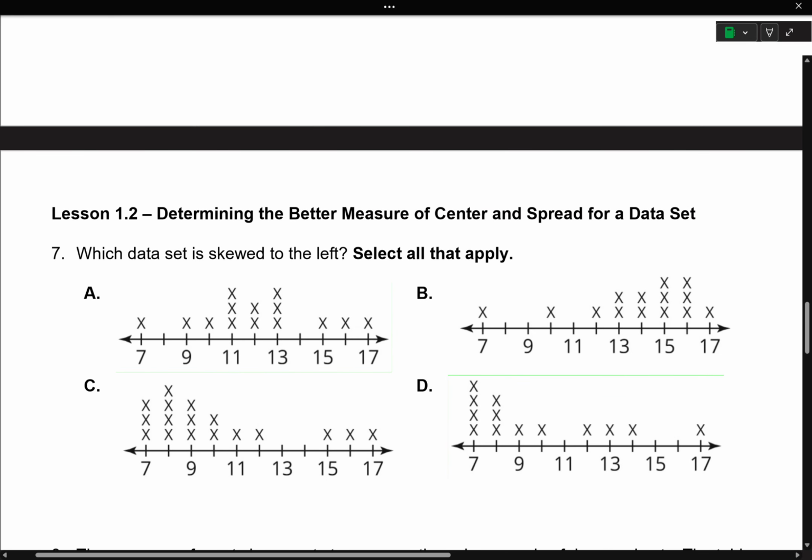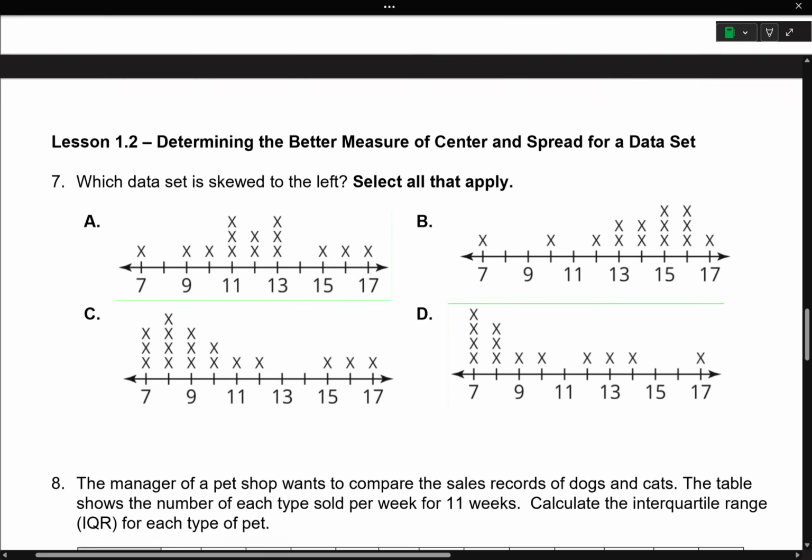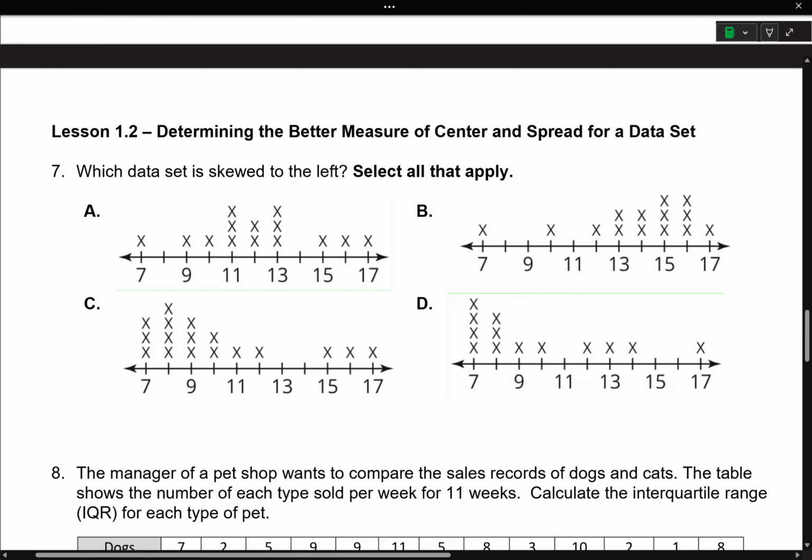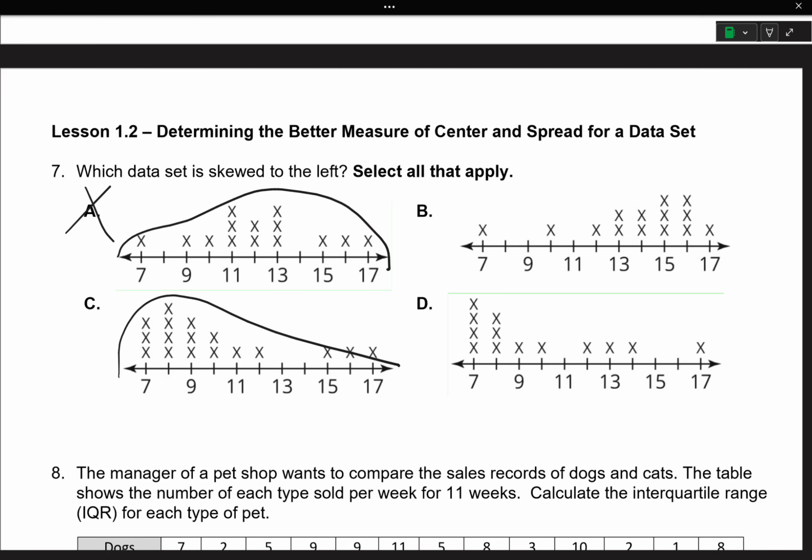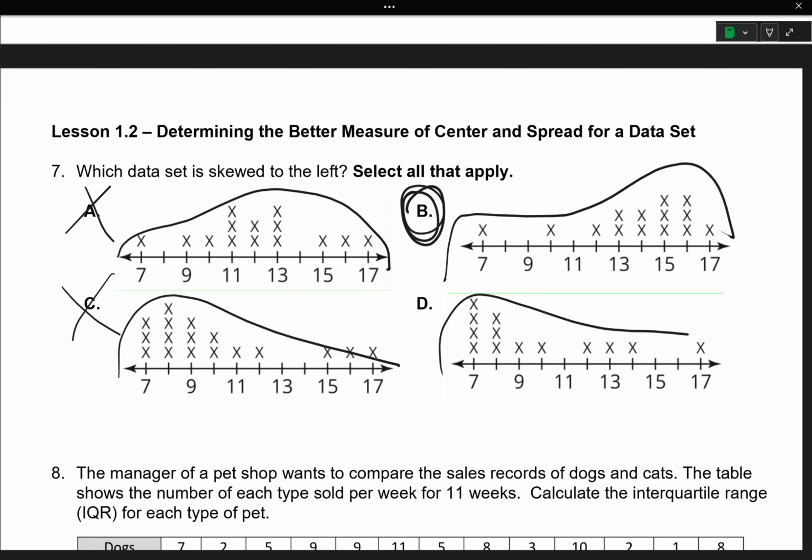Number 7. Which data set is skewed to the left? When data is skewed to the left, that means our hilltop is on the right. Doesn't look like it's A. Ooh, C has a hilltop on the left. B has a hilltop on the right. And D has a hilltop on the left. Okay, so it's just B.